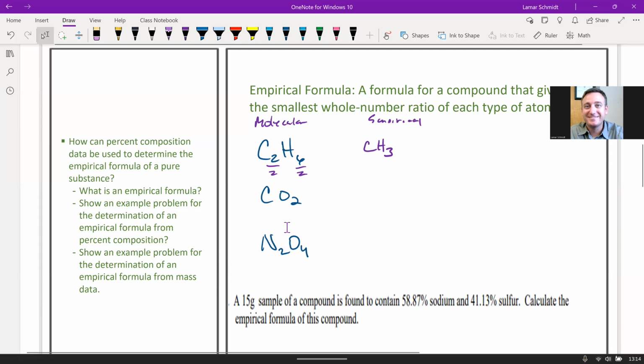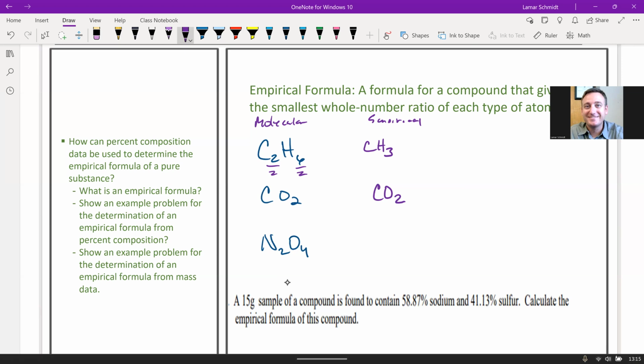All right. So we have the next one, the molecular compound is carbon dioxide or CO2. I don't know why I said the name. CO2, right? Well, can we reduce CO2? No. So in this case, the empirical formula is the same as the molecular formula. That can happen, right? We have the molecule CO2, it cannot be reduced, so its molecular formula is equal to its empirical formula.